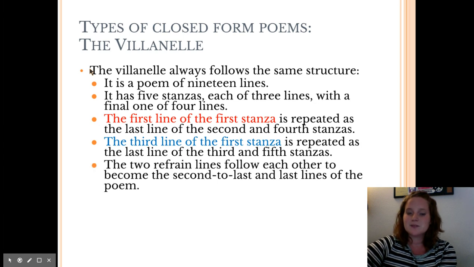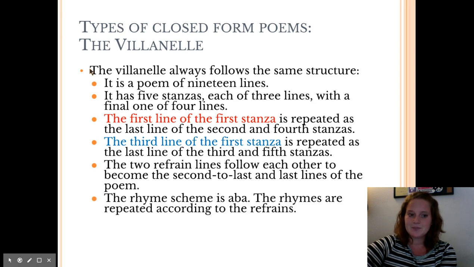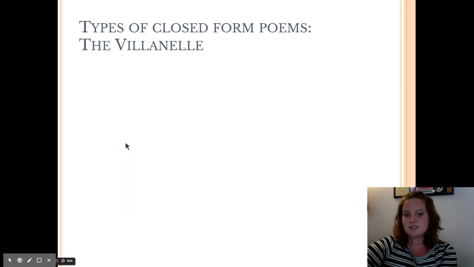The final 2 lines of the poem are the first line of the first stanza and the third line of the first stanza, back to back. The rhyme scheme follows ABA throughout the entire thing, and the rhymes are repeated according to which line shows up, either the first line of the first stanza or the third line of the first stanza.